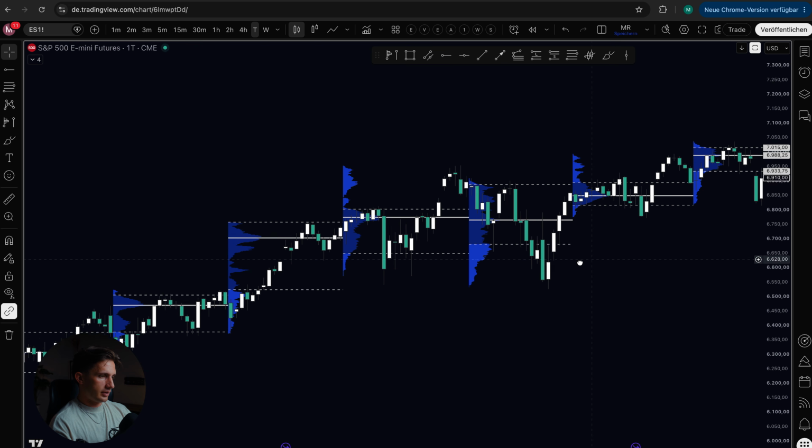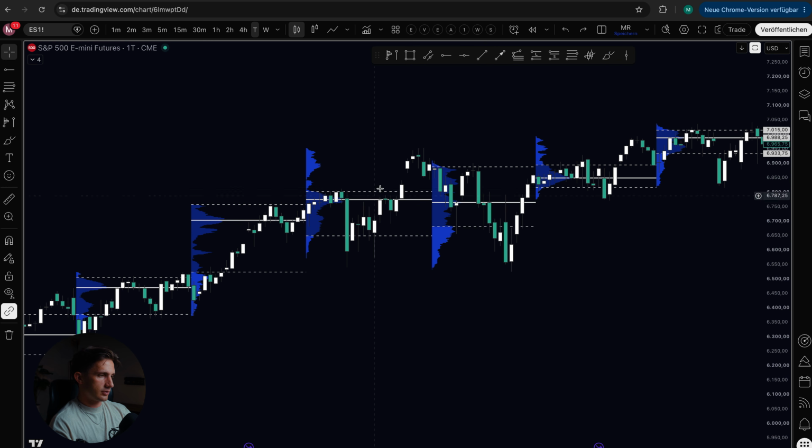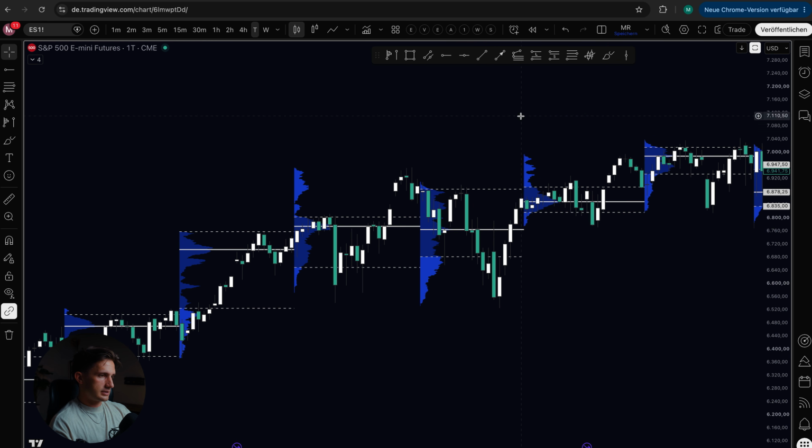Now, when I go a little bit to the right-hand side, you can see on this shape that we have a very balanced profile. The point of control is in the middle, and we have lots of volume here. Of course we have a little bit of a volume spike, but in this case it will be a very balanced type of market. You can see this when the price action goes sideways as well. You can see that we have a sideways market.